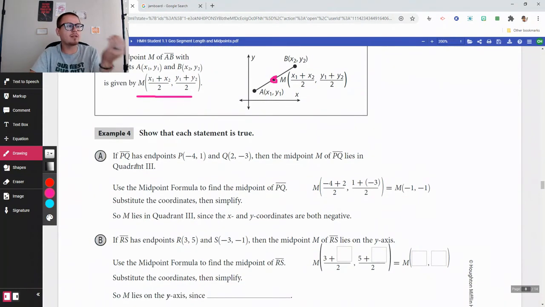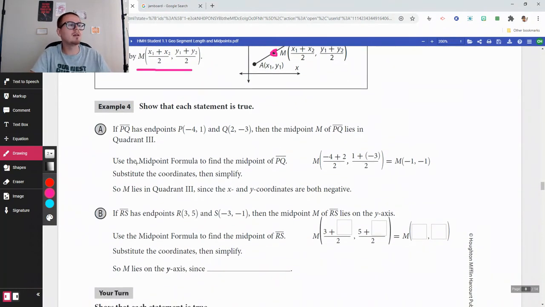So if we look at what they did for PQ line segment, we've got the points, and they just plug and play, right? They take the x's, so again, you could label x1, y1, x2, y2. They plug them in, and they do -4 plus 2, which is -2, and divide by 2 to get -1. And they do the same thing with 1 plus a -3, and they get a -2 divided by 2, which is a -1. So that tells you that the midpoint is at that point, (-1, -1).